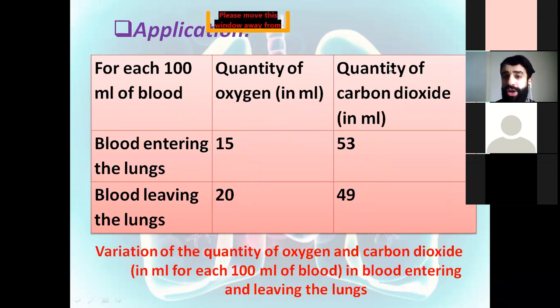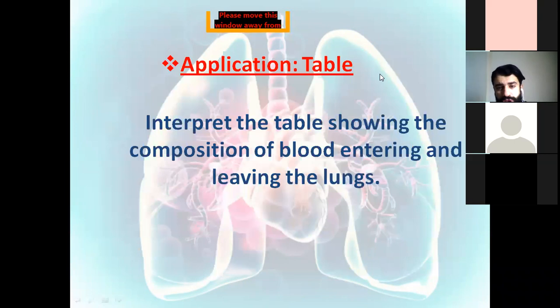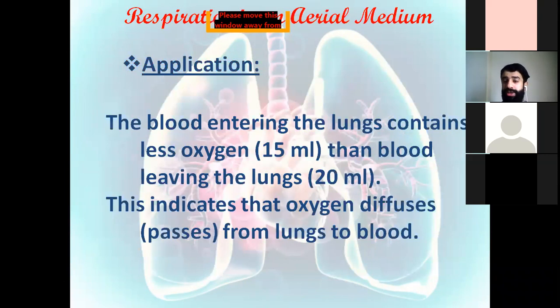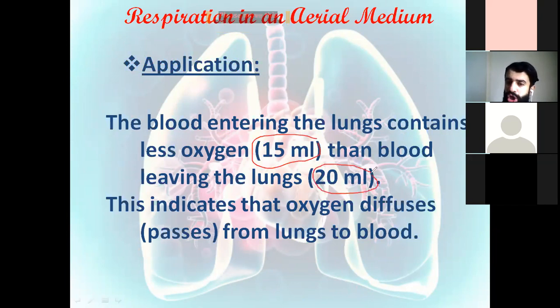Very good. So here we compare. In this question, I want you to compare more than to interpret. The blood entering the lungs contained less oxygen than the blood leaving. In the blood entering, it was 15 milliliters, and in the blood leaving, it was 20. So the oxygen moves from the lungs to the blood. That's why entering the lungs it was 15, while leaving the lungs it becomes 20. So the blood carries the oxygen with it while leaving the lungs.